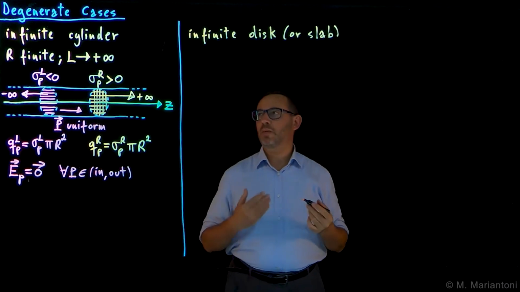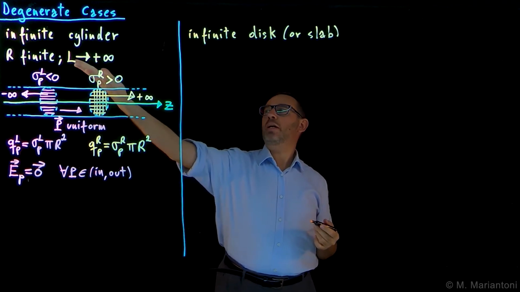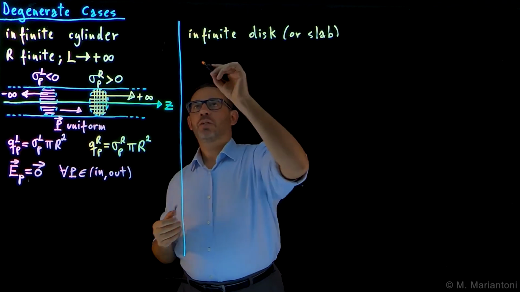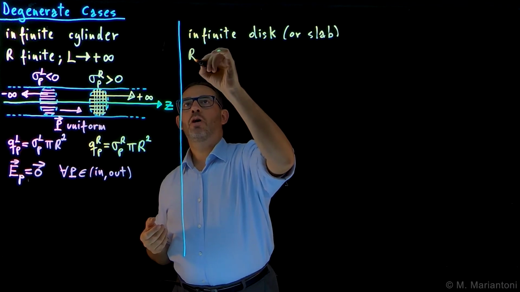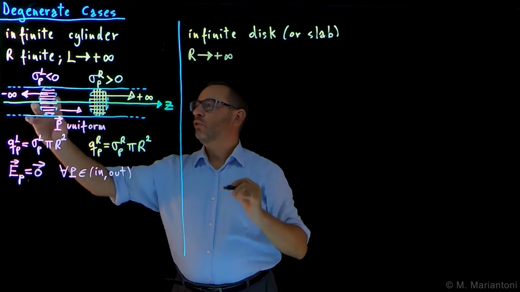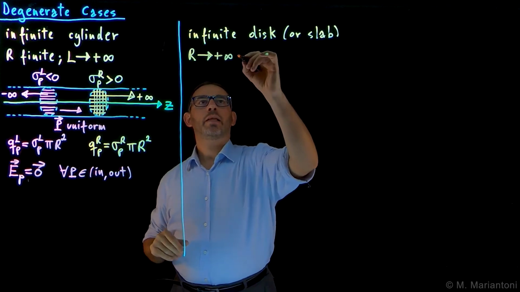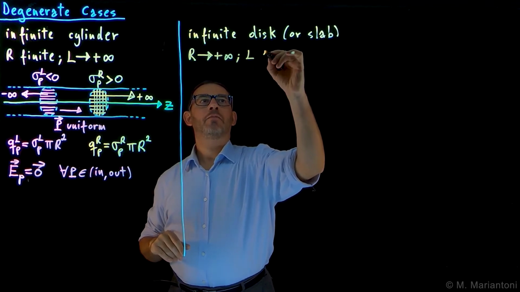How do we obtain an infinite disk or slab? It is the opposite, the dual limiting case, the degenerate case of the infinite cylinder. So in this specific case, we are going to let capital R go to plus infinity. So these areas become infinitely large, and at the same time, we keep L finite.